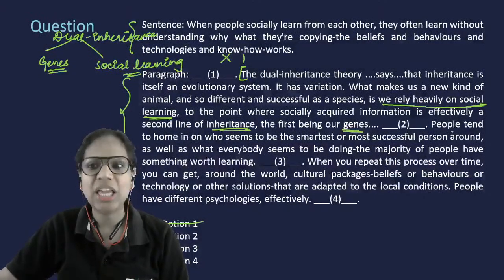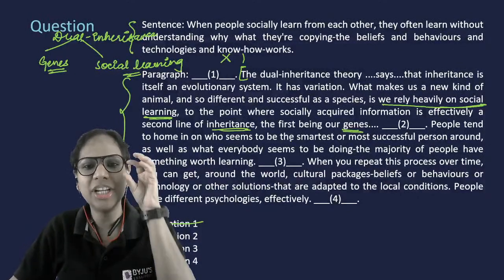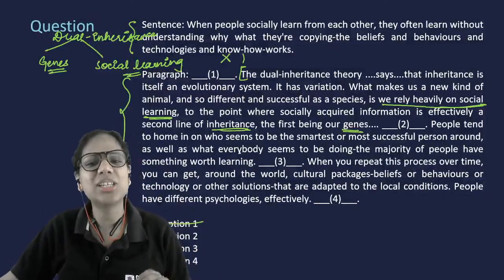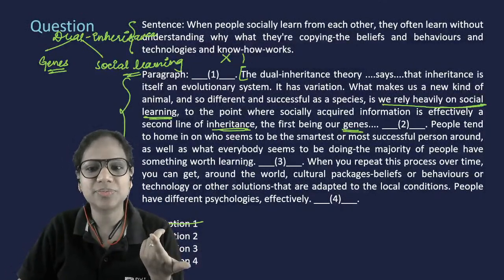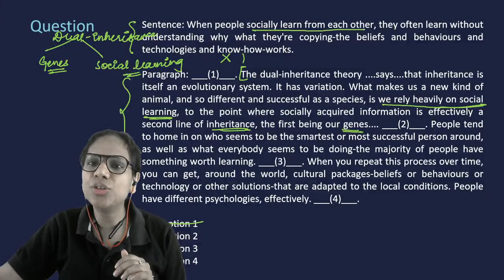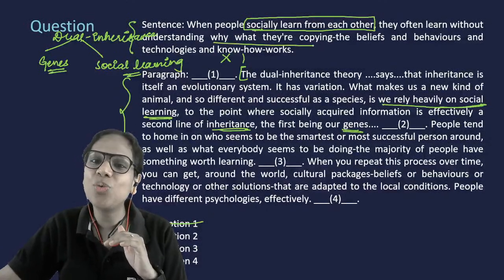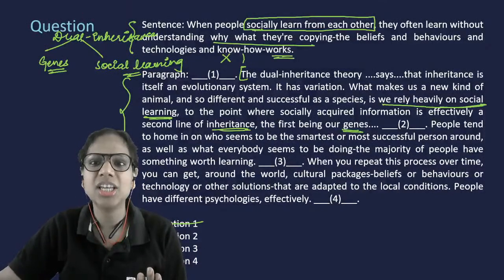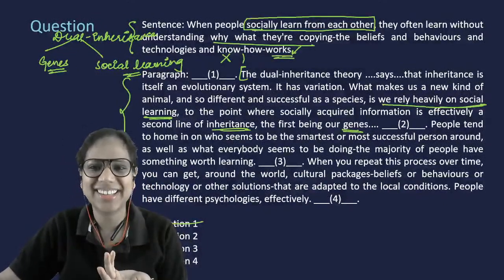Then there is a blank. Then it says people tend to home in on who seems to be the smartest, or most successful person around, as well as what everybody seems to be doing. The majority of people have something worth learning. My sentence said when people socially learn from each other, they often learn without understanding why what they are copying, the beliefs and behaviors and technology and know-how, works. So they often learn without understanding why what they are copying actually works.